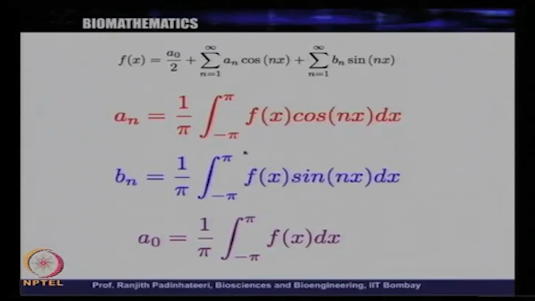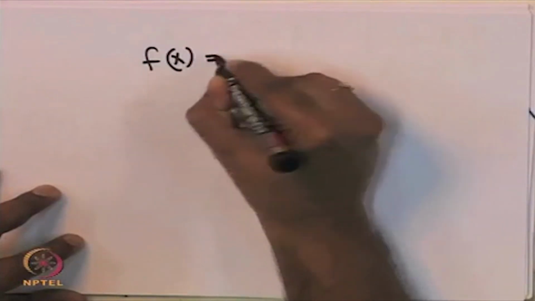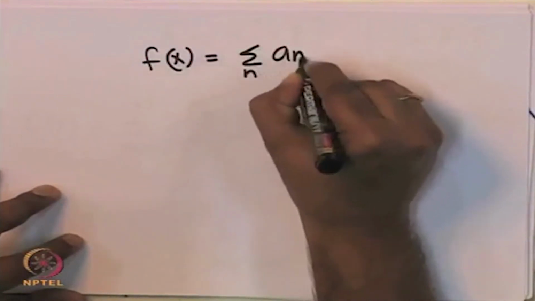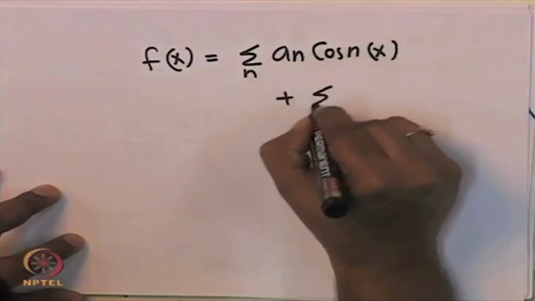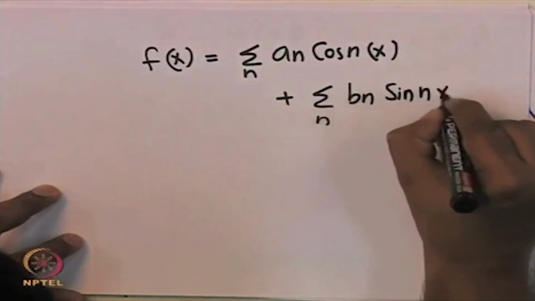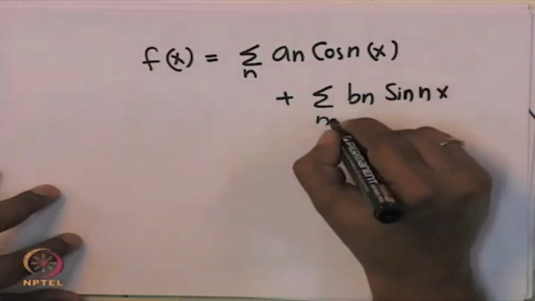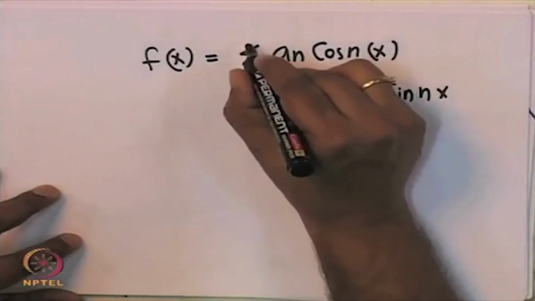So, how do we get a n and b n in this particular way? It is very simple. You take this f of x, multiply with cos n x and see what we get. So, let us do that. Look at here. f of x is the sum over n of a n cos n x plus the sum over n of b n sin n x. So, this is 1 to infinity. We can write this as 0 to infinity if you like.